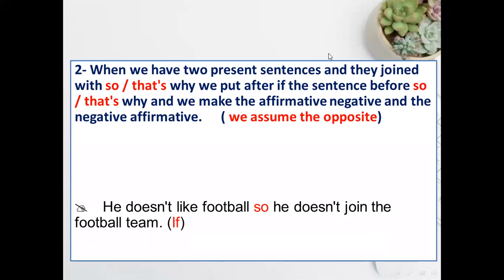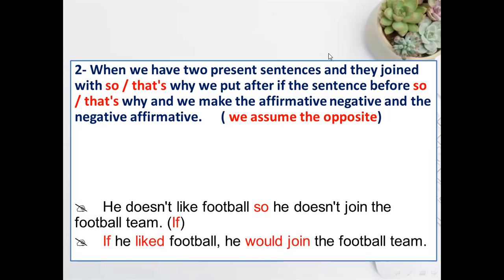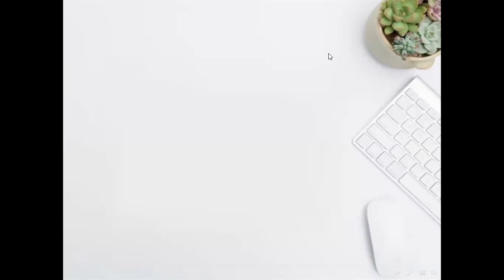So we will start with if because the I here is capital. And we will put the sentence before so, which is he doesn't like. We will make it affirmative in the past simple. So we say if he liked football. He doesn't join becomes he would join. In the second sentence we use would plus the infinitive. If he liked football, he would join the football team.